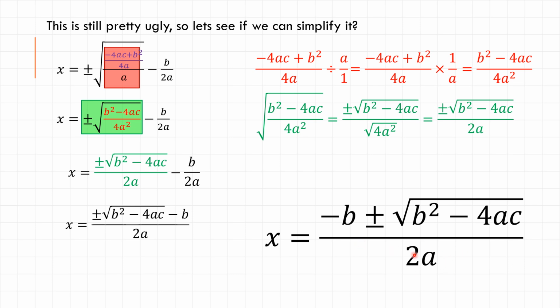4ac all over 2a. So if we have any quadratic that is in the form ax squared plus bx plus c, we can plug a, b, and c into here and evaluate this, and those are our solutions. Those are our zeros.